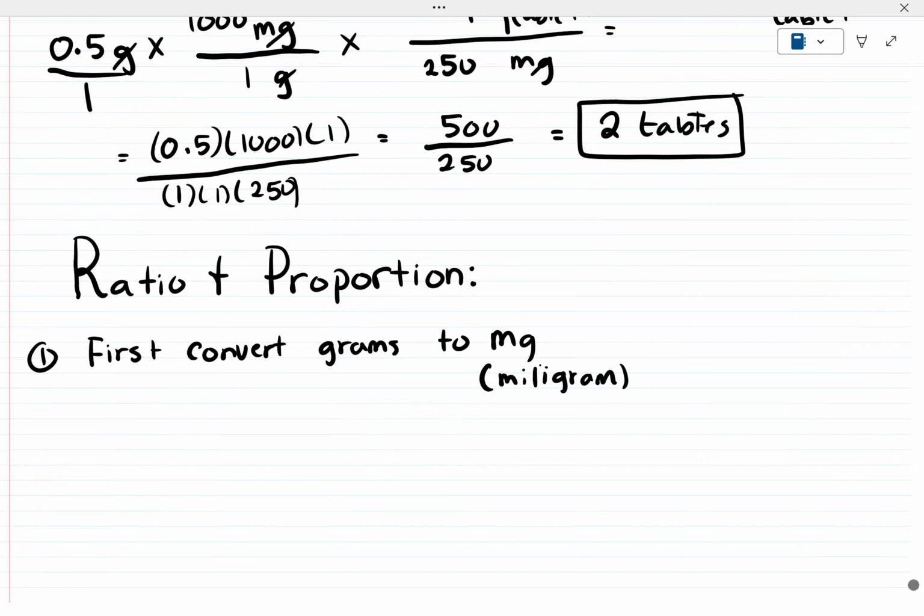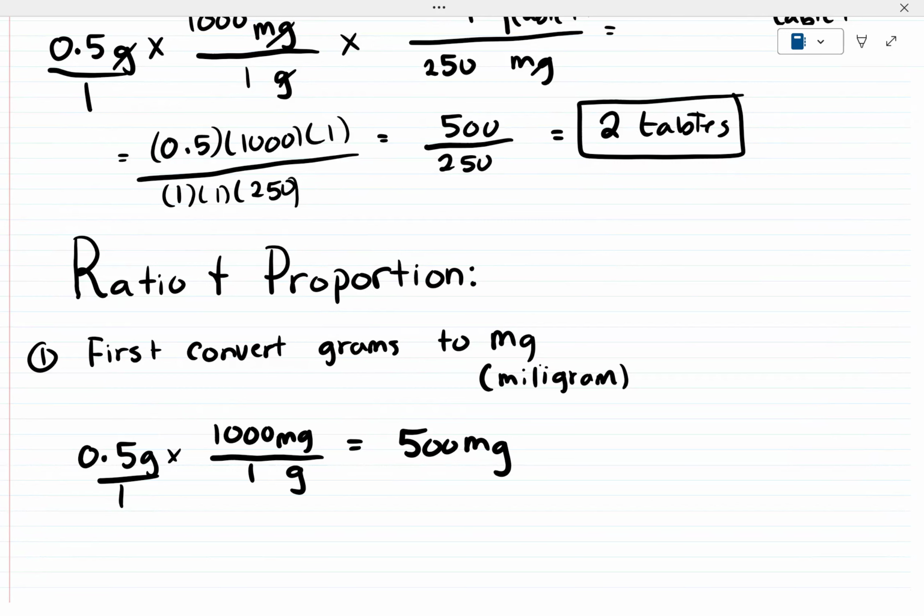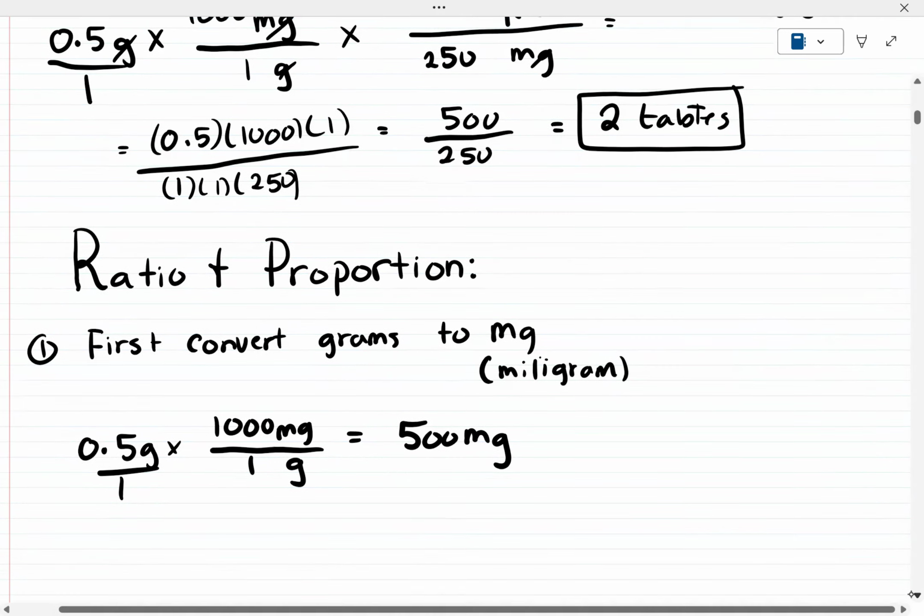So how do we do that? That's easy, right? We were given 0.5 grams times a fraction, with grams on the bottom and milligrams on the top. We know that for 1 gram, there's exactly 1,000 milligrams. When you multiply that out, you get 500 milligrams.